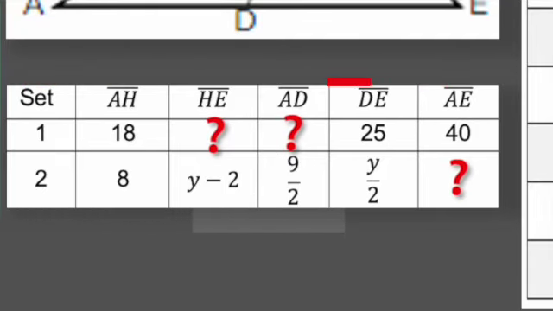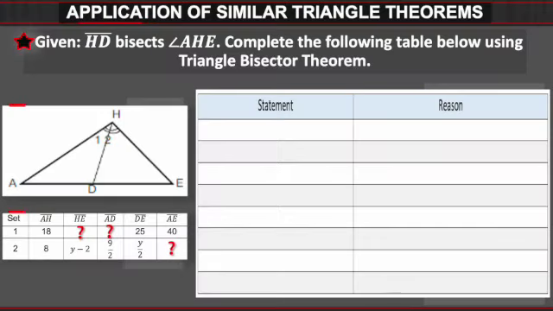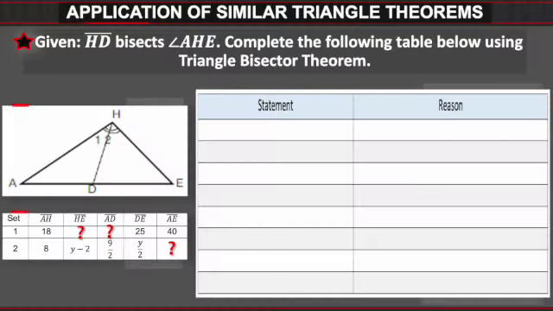So, simulan natin sa set 1. Let's look for the HE and the AD. So, for us to identify this, let's do the basic thing na ginagawa natin, which is the statement reason. So, let's look for the statement and then let's give us the reason behind it. So, the first statement, para mahanap natin si HE and AD.